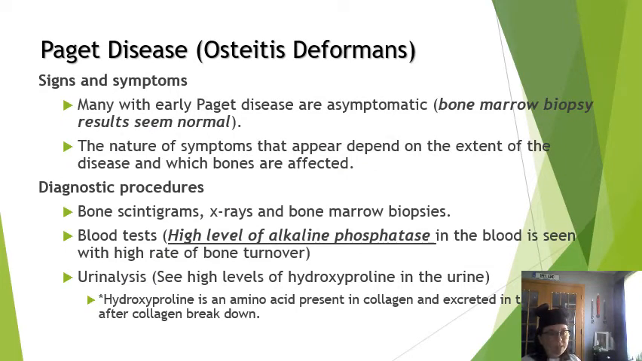Signs and symptoms. The early stage of Paget disease is asymptomatic, meaning no symptoms. Even bone marrow biopsies could come back normal. The nature of the symptoms that do appear depends on the extent of the disease and what bones are affected. It is diagnosed with bone scintigrams, X-rays, and repeated bone marrow biopsies to track changes. Blood tests yield high levels of alkaline phosphatase because that level will be elevated due to the rapid rate of bone turnover. In the urine, a urinalysis would show high levels of hydroxyproline, which is an amino acid found in collagen and excreted in the urine after bone is broken down.